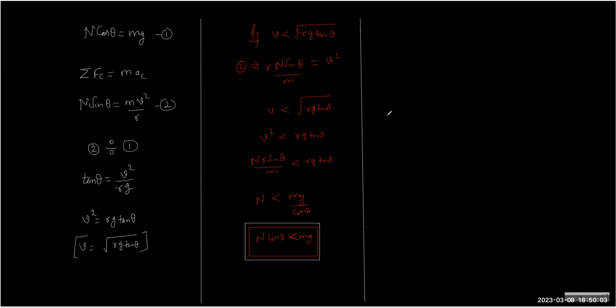That's correct. So how to prevent that? Or in a way, if it is more than this, what will happen? So what you can say is that the object will spiral down the track.